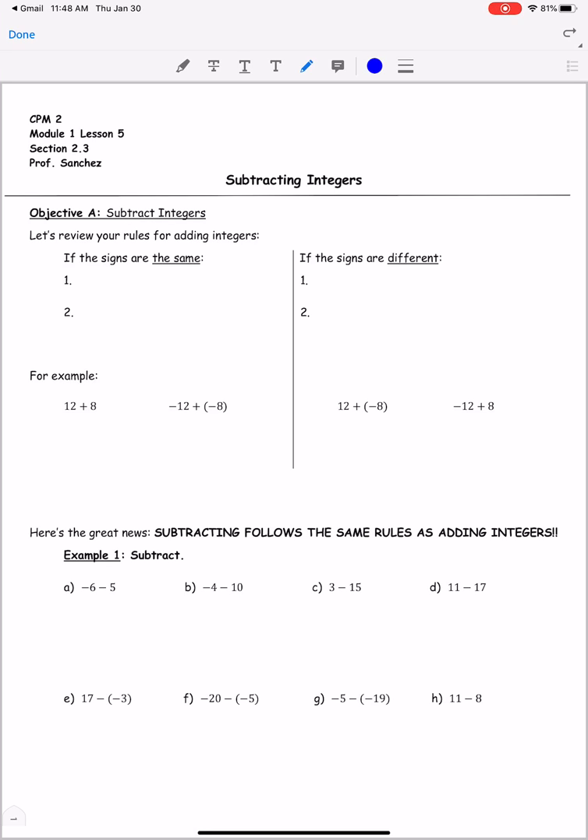So, before we even subtract integers, let's just review what we do for adding integers. There's two different things that happen. Either the signs can be the same, so either positive and positive, or negative and negative. When they are the same, you are first going to add the numbers and then keep the sign. A lot of times you'll hear this shortened to just add and keep.